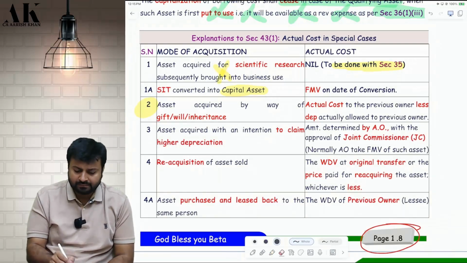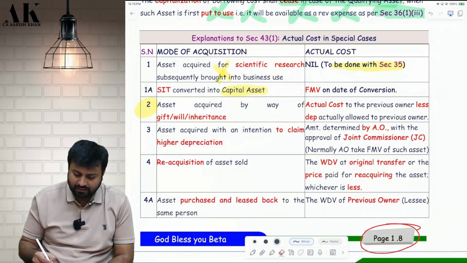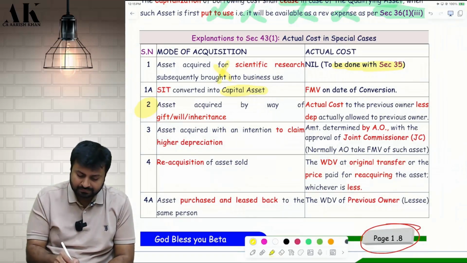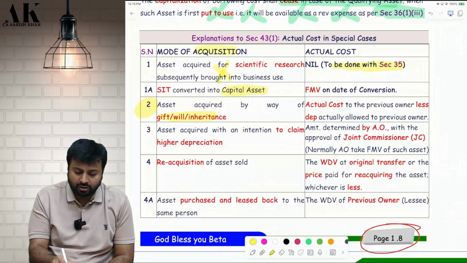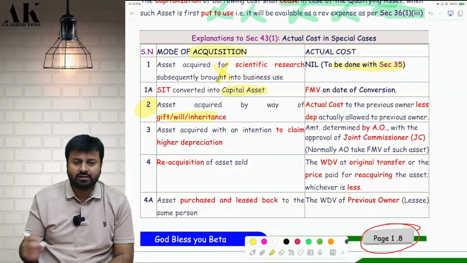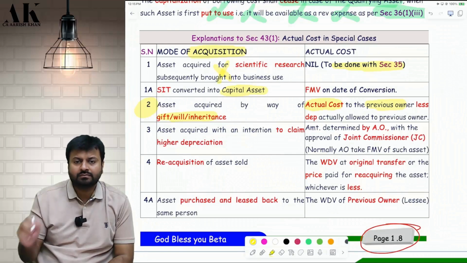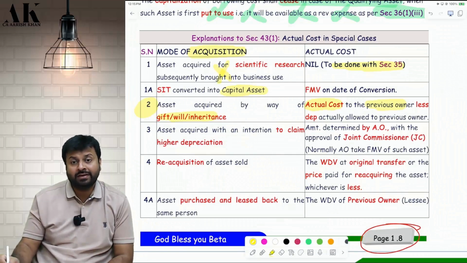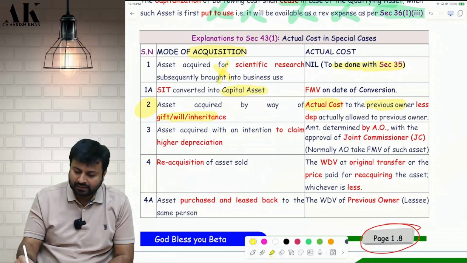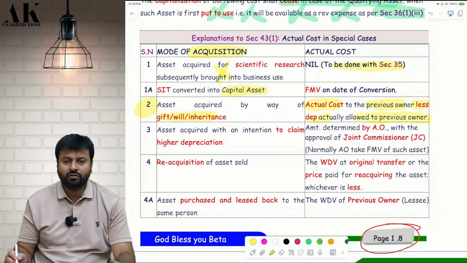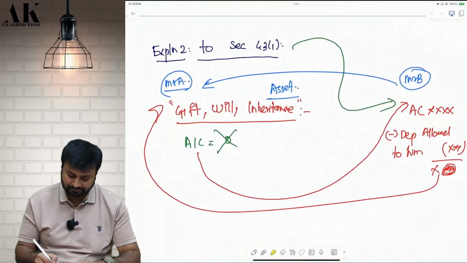Read it please. Asset acquired by way of will, gift or inheritance. This is your mode of acquisition. This is how you have acquired the asset. What will be the actual cost? It will be actual cost to the previous owner. Who is the previous owner? Who is giving you the gift? Right. Less depreciation actually allowed to the previous owner. Is it clear to all of you? Please tell me.